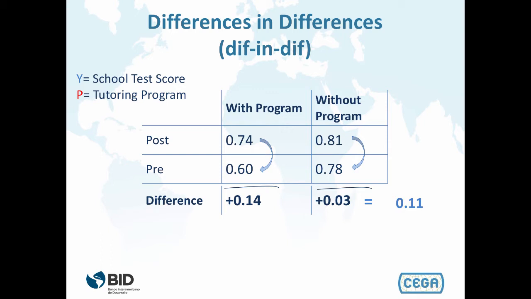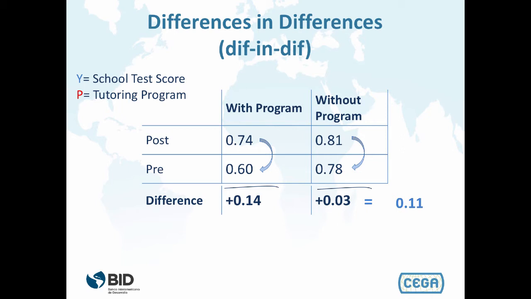If we go to the right and look at the change over time without the program, we see that even without the tutoring, test scores increased by 3 percentage points. These are due to environmental factors that might have changed over time. If the change in environmental factors affected both the treatment group and the control group in the same way, then the change in the control group without the program is an unbiased estimate of how the treatment group would have changed over time if they had not gotten the tutoring.